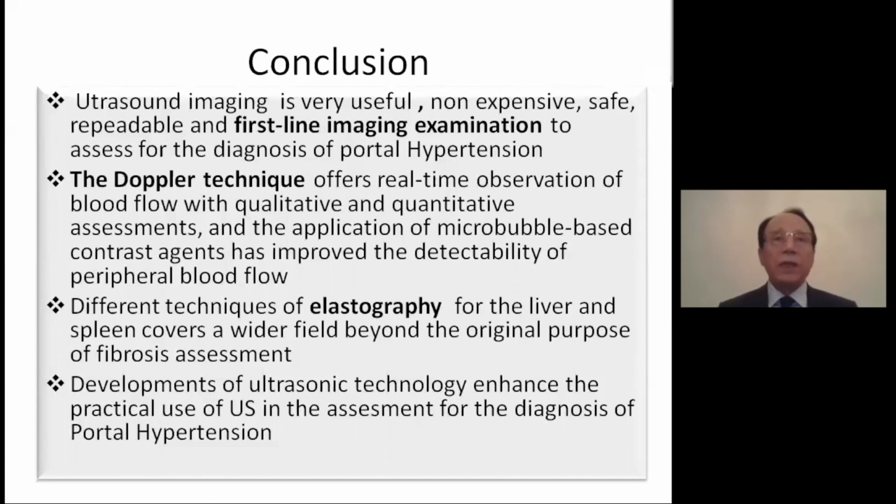The Doppler technique offers real-time observation of blood flow with qualitative and quantitative assessments, and the application of microbubble-based contrast agents has improved the detectability of peripheral blood flow. Different techniques of elastography for the liver and spleen cover a wider field beyond the original purpose of fibrosis assessment. Developments of ultrasound technology enhance the practical use of ultrasound in the assessment for the diagnosis of portal hypertension.